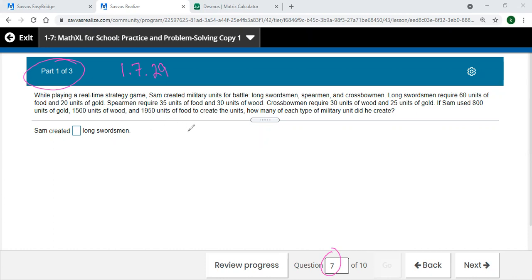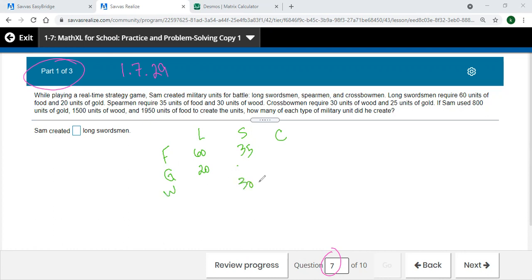While playing a real-time strategy game, Sam created military units for battle. There were long swordsmen, I'll use an L, there were spearmen, and there were crossbowmen. Long swordsmen require 60 units of food. So let's see, food 60. Drawing a little chart here. And 20 units of gold. Spearmen required 35 of food and 30 units of wood.